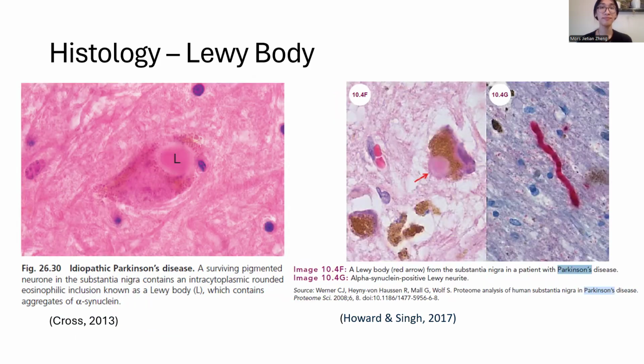So the Lewy body, here depicted in all three pictures from different sources, is indicated as a surviving pigmented neuron with alpha-synuclein, a misfolded protein that has the ability to infect and actually spread to adjacent neurons and neural structures. Therefore, it is considered toxic in the central nervous system.